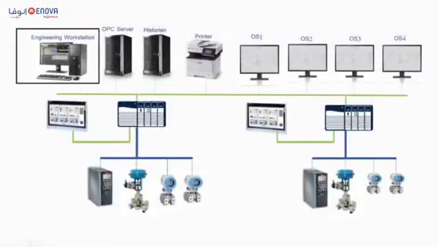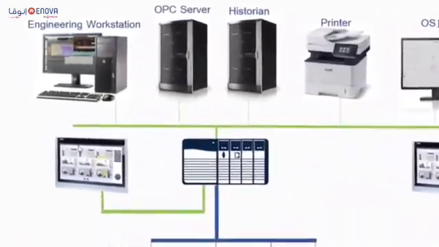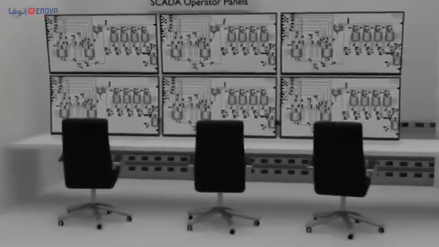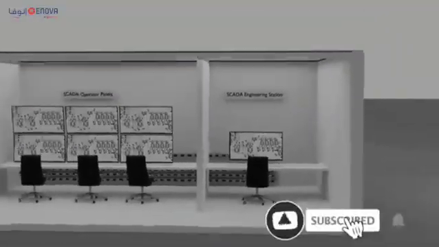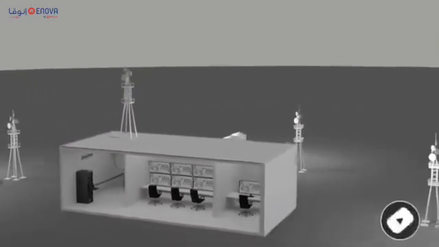Next is the Engineering Workstation. This is a computer system used by engineers and system integrators to design, configure, and maintain the SCADA system. It hosts software tools for developing SCADA applications, designing graphical user interfaces, GUIs, and configuring communication protocols with field devices and PLCs.